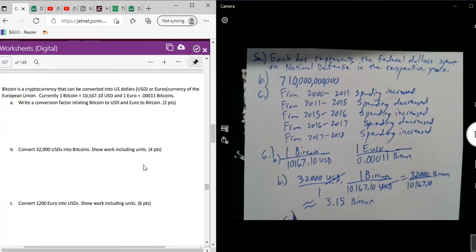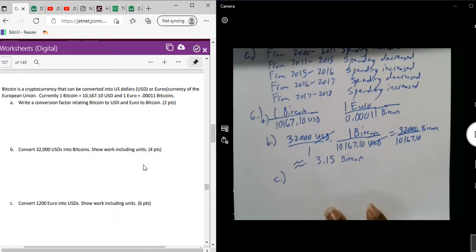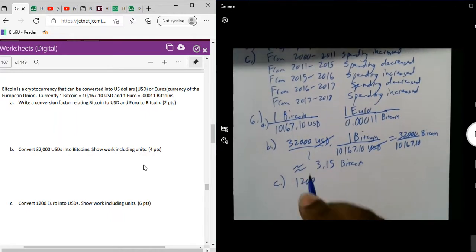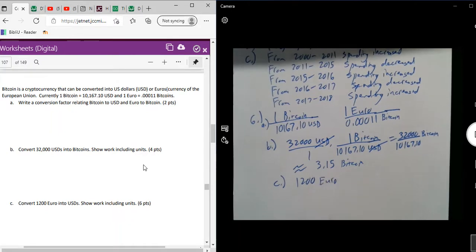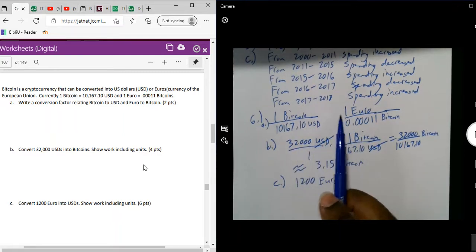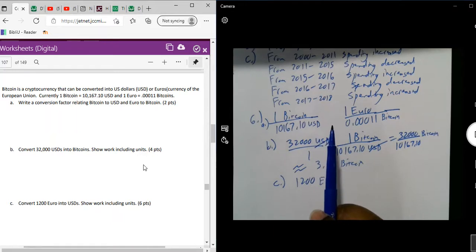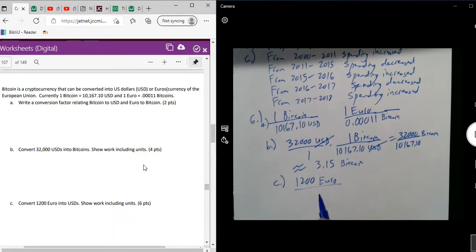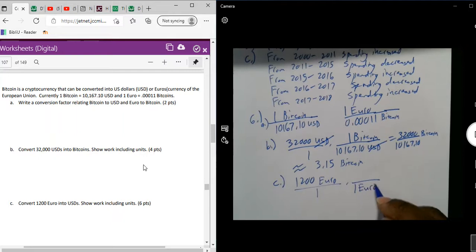All right, C. It says convert 1,200 euros into US dollars, and show work including units. Now, with our conversion factors here, we don't have a euro to US dollars, but we do have Bitcoin that they share in common. So first, let's change this euro to a Bitcoin. So 1 euro is equal to 0.00011 Bitcoin.